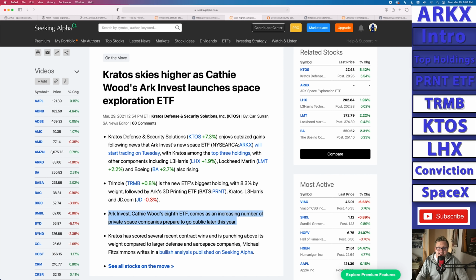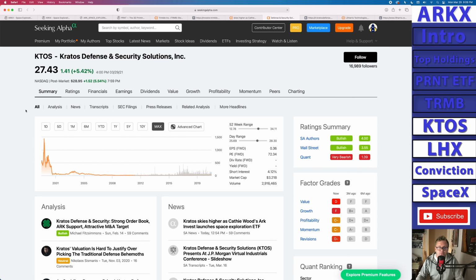Now, once this ETF got announced today and the holdings got announced, well, some of these stocks have already taken off, including Kratos Defense and Security Solutions, ticker symbol KTOS. And this is another stock that has been around for a very long time. It's been public since the late 1990s, believe it or not, and maybe split adjusted. This stock has been way higher and it's really just been flatlining for many, many years. So it's interesting that Cathie Wood's team has picked this one up.